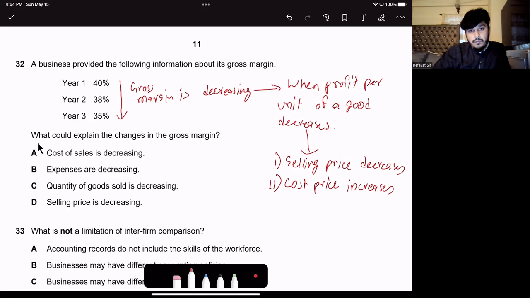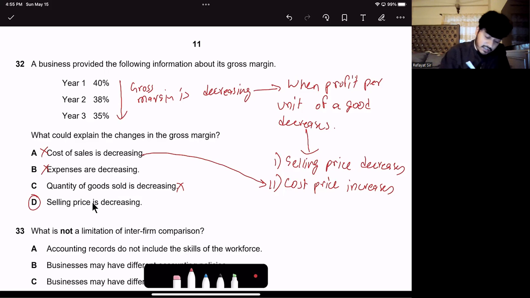Now look at the options. What could explain the changes in gross margin? Cost of sales decreasing. Cost of sales means cost price. Decreasing? No, it has to increase. A is not the answer. Expenses are decreasing. Expenses don't affect gross profit or gross margin. Quantity of goods sold is decreasing. Quantity doesn't affect gross margin because it's about per unit profit. Selling price is decreasing, definitely. D is the answer.